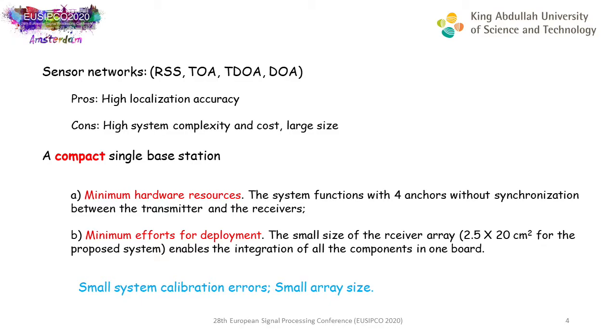Although the deployment of the sensor networks provides sufficient localization accuracy, the number of the base stations required in those methods increases the complexity and the cost of the system. We propose a compact receiver configuration to solve the mentioned issues. The compact here has 2 meanings: minimum hardware resources and the minimum efforts for deployment. The single base station solution provides small system calibration errors and small array size, which is suitable for the mobile devices.